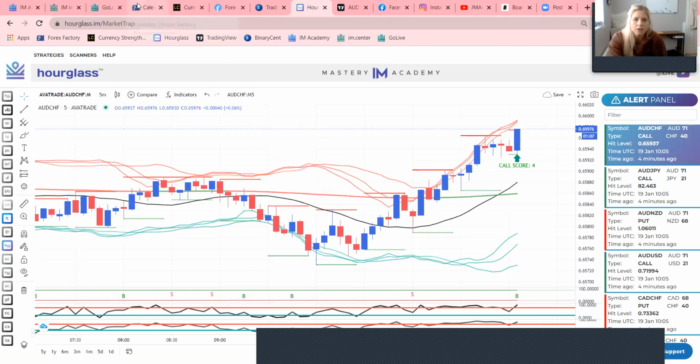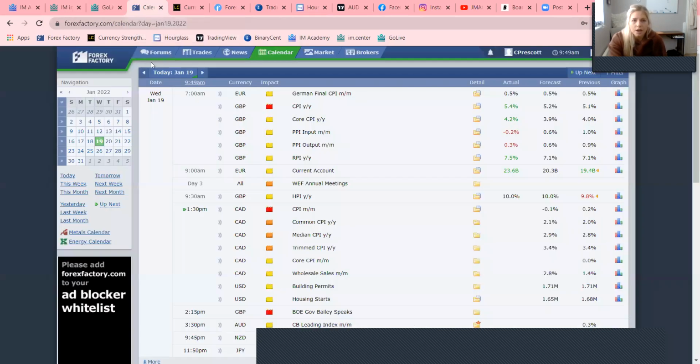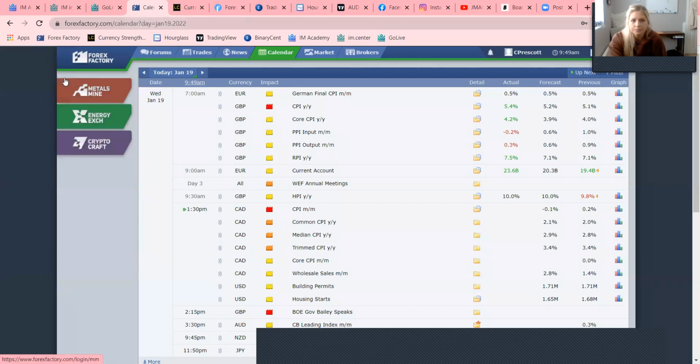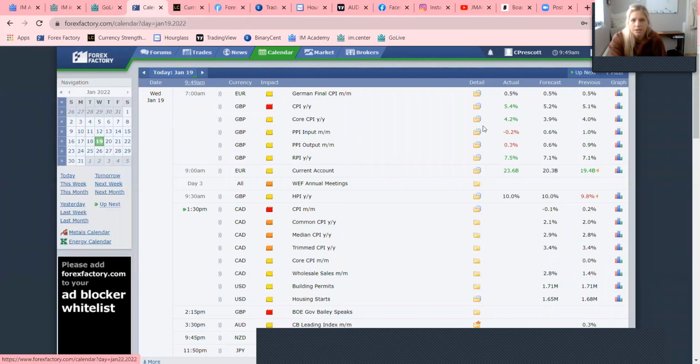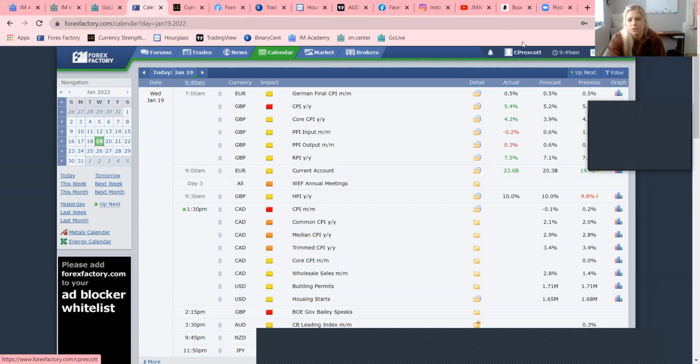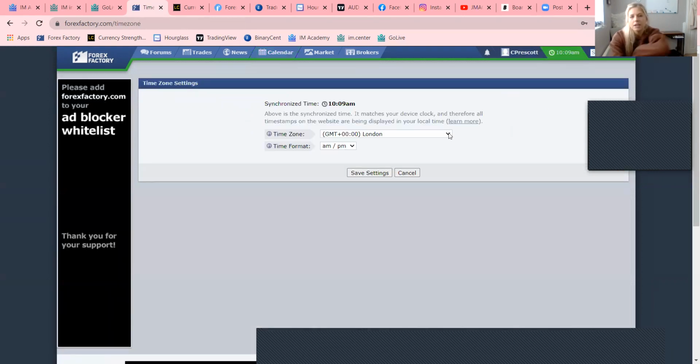So step one, always check the news first. So you want to come to Forex Factory and check the news. Always make sure with Forex Factory that you can create an account. It's free to create an account, but once you've created an account, it will always stick on your time zone, because if you don't have an account and you just log onto the website, you will have to recheck your time zone every time that you go onto the website. You'll have to make sure that it's on London, but if you log in, it will always stay on the time zone that you have it on.